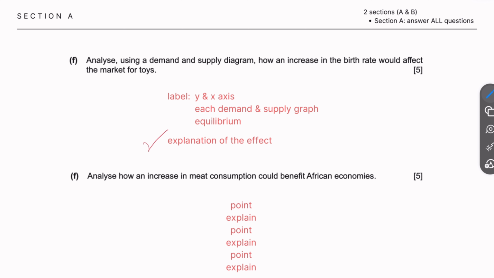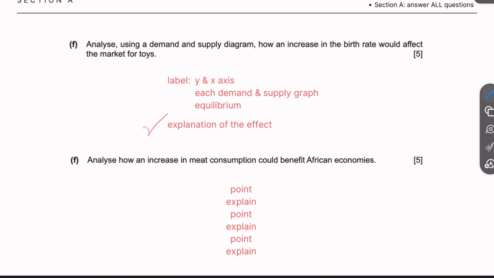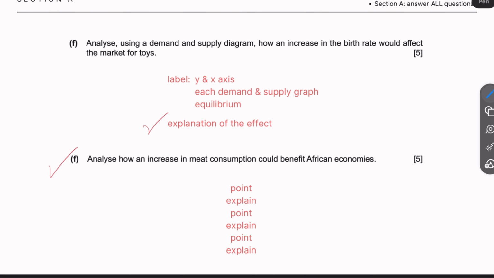Sometimes the 5 marker could just be a pure analysis question, like this one. They will ask you to analyze how one thing affects another. For these type of questions, just write a point, explain it, write another point, and then explain it. So it's like this.